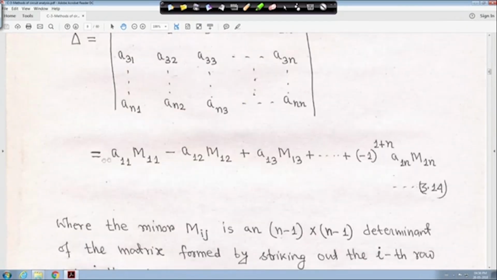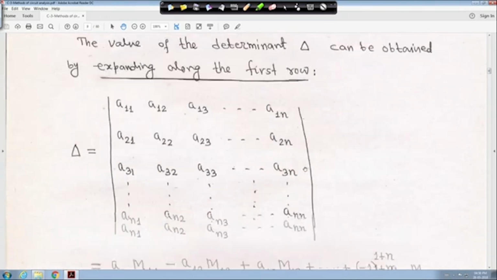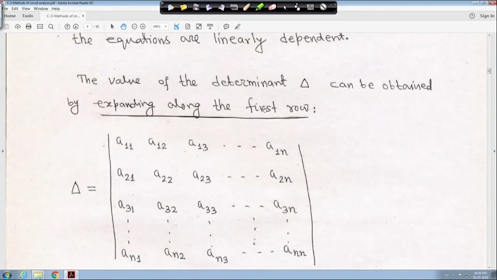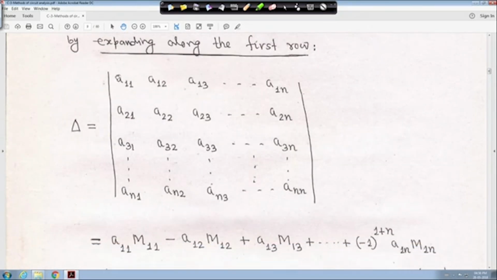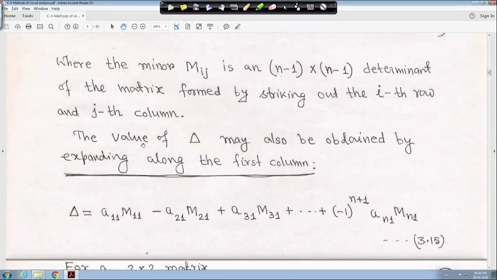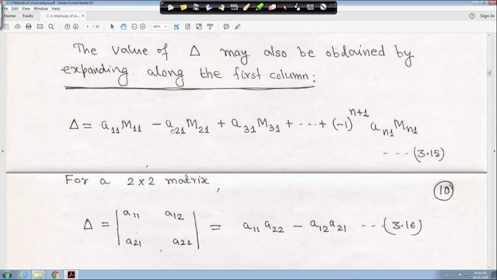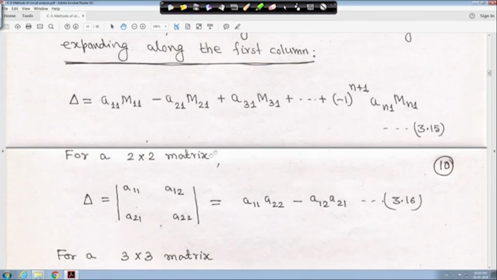Here also when you are expanding, it is plus minus alternately, and then it is minus 1 to the power 1 plus n. This was expanding along the first row, but the same thing you will get along the first column. So the second equation is along the first column, right. Suppose for a 2 into 2 matrix, the determinant is simple, A11 A22 minus A12 A21, this you know.